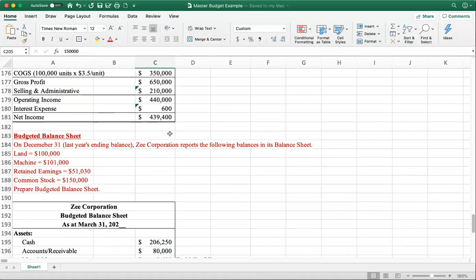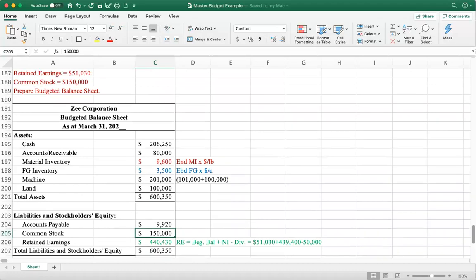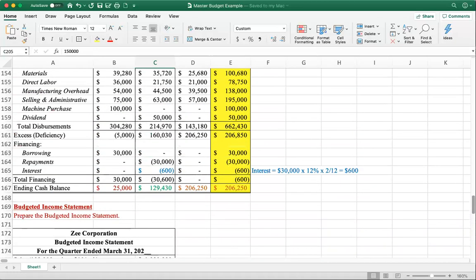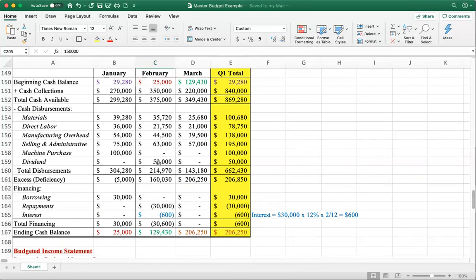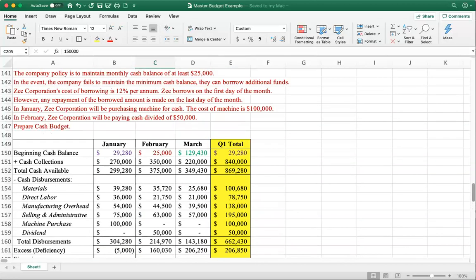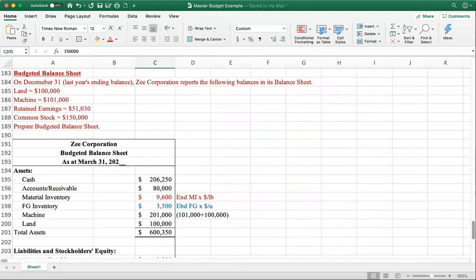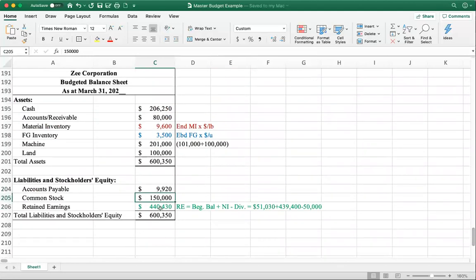Your net income is coming from your income statement, $439,400, and minus your dividend, $50,000. The dividend is coming from right here from your cash budget, $50,000, which you can see here the question is giving: in February, Z Corporation will be paying cash dividend of $50,000. So you subtract that. So the total amount for retained earning for the current period is $440,430. And then you add this amount to the common stock and accounts payable, and you get $600,350, which is the same as the total asset amount, and the balance sheet balances.